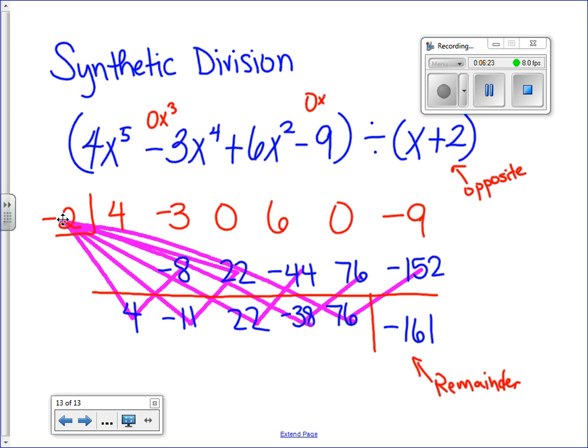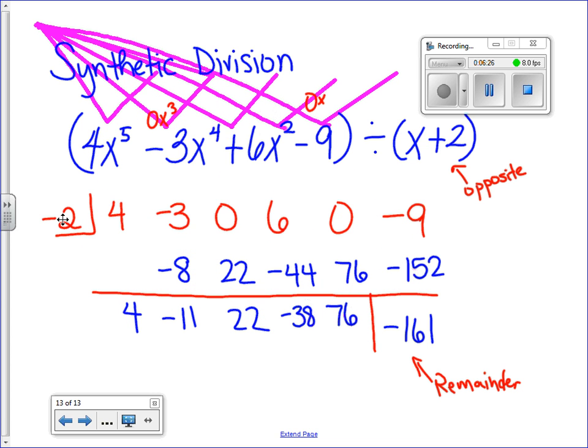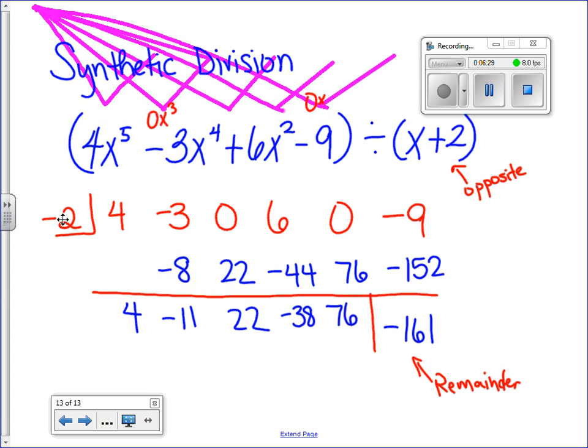Now, let's talk about what the answer looks like. I am not making this up. No one ever believes me. This has turned into a depressed polynomial. That's what it's called, a depressed polynomial, because it's lost an x. That's not a joke. So it was 4x to the 5th, but it lost an x. So now it's 4x to the 4th, and then you just go down from there.